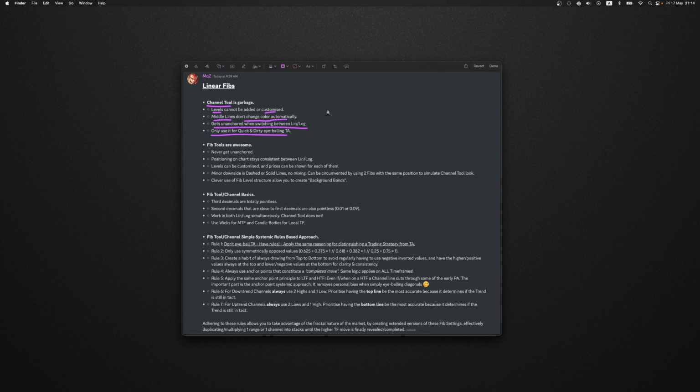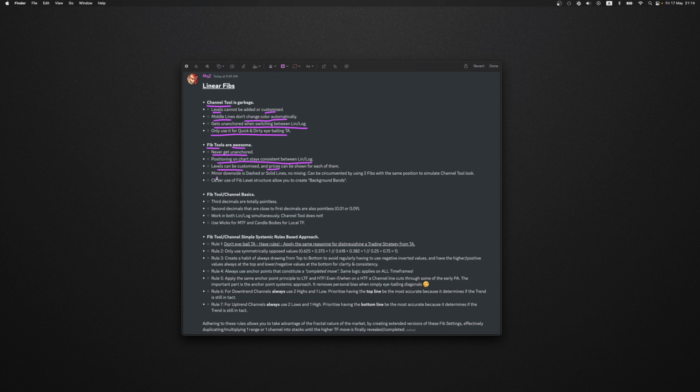So let's come back here. Why I think the Fib tools are actually awesome. So first of all, they never get unanchored, and I'll show you in a sec. So the positioning on the chart stays consistent between linear and log. The levels can be customized. Prices can be shown for the levels.